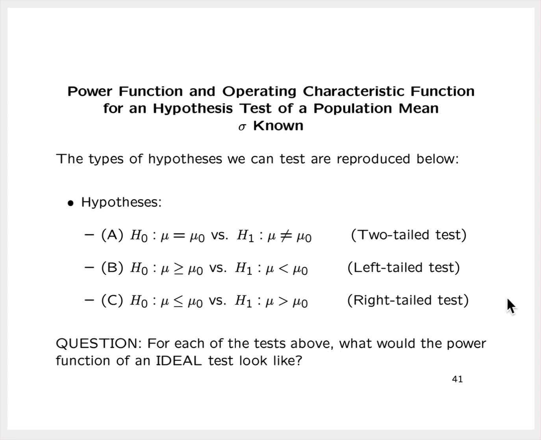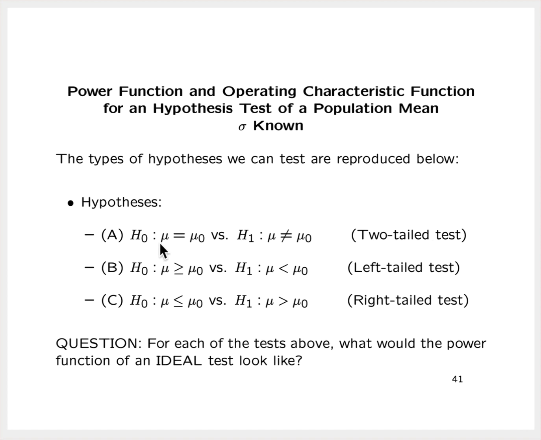So I want to show you what these ideal tests would look like, and in particular the power function of these ideal tests of these 3 types of hypotheses. And so what would the power function for an ideal two-tailed test look like? Well, now remember that power is the probability of rejecting. And so we want to reject the null hypothesis when the null hypothesis is false, but we don't want to reject the null hypothesis when it's true. And so an ideal test would never reject when it should not, and it would always reject when it should.